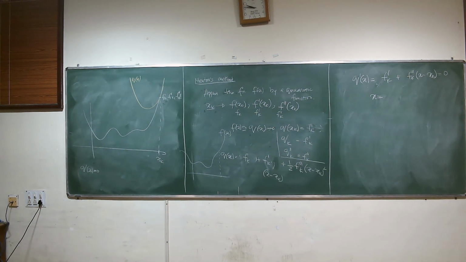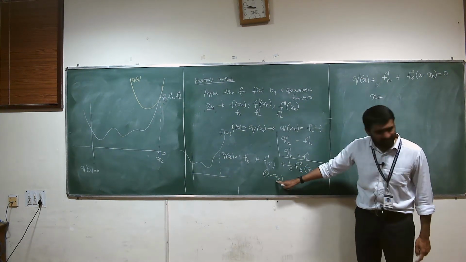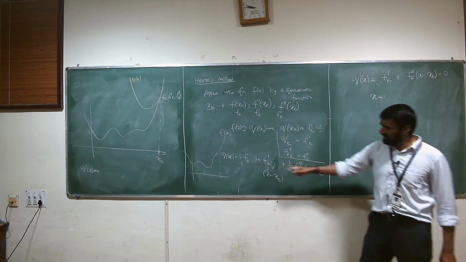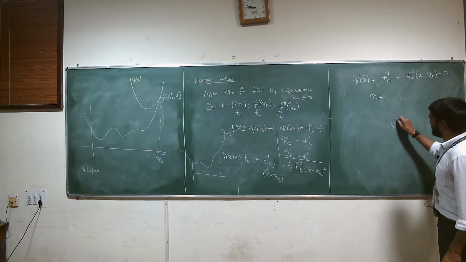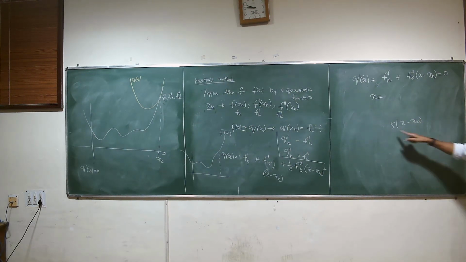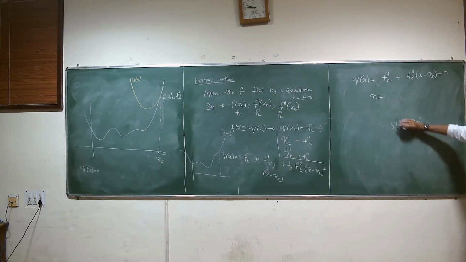In terms of x. Sorry? F dash of, not here. This is x minus xk, no? Into x minus xk, no? So that's, let's say f dash is 5. It's 5 minus x minus xk. Xk is a constant. So derivative of this with respect to x is simply 5.